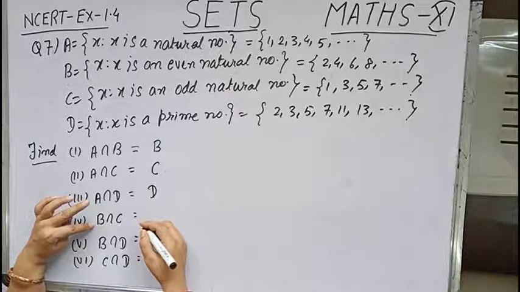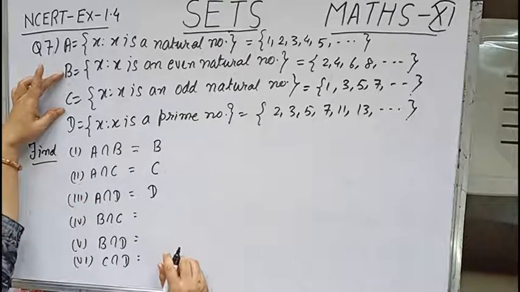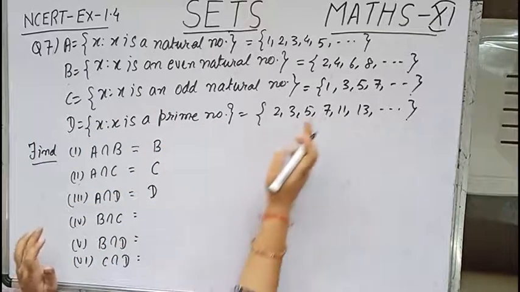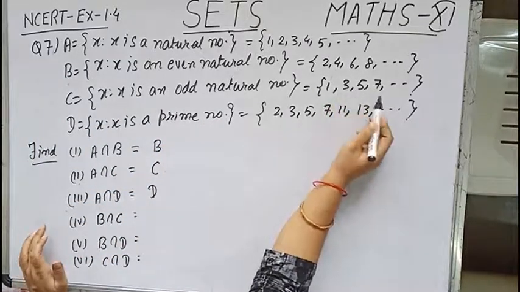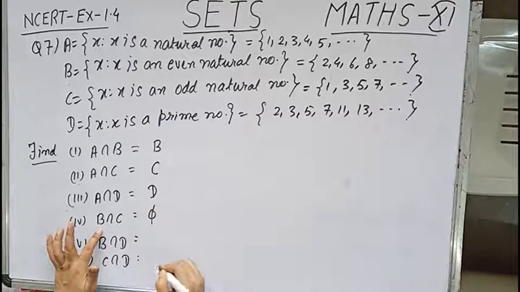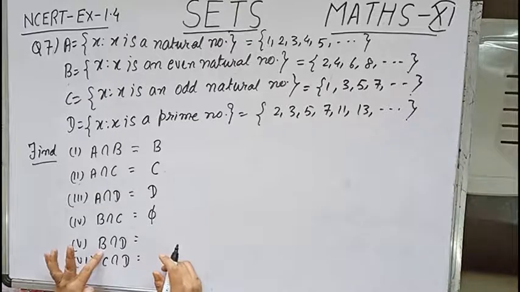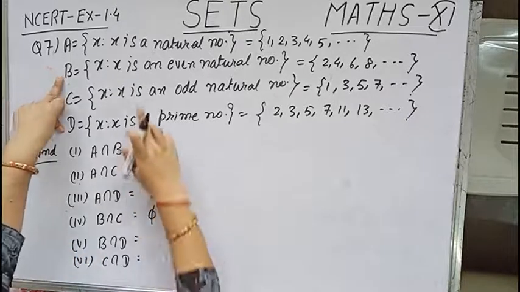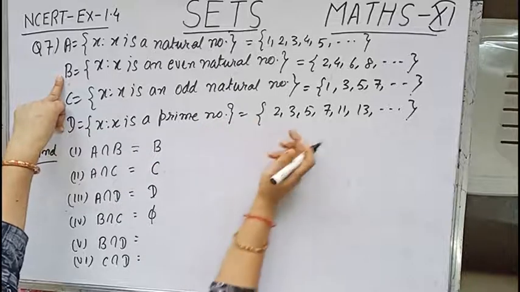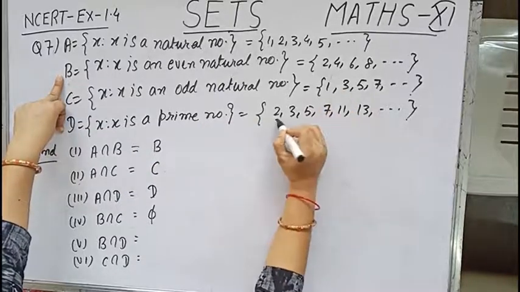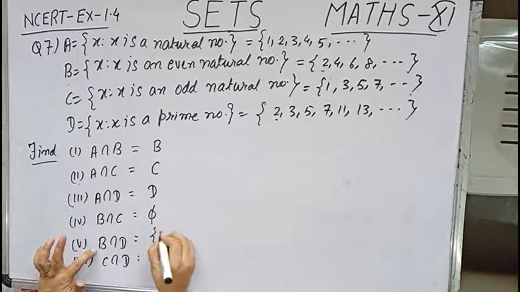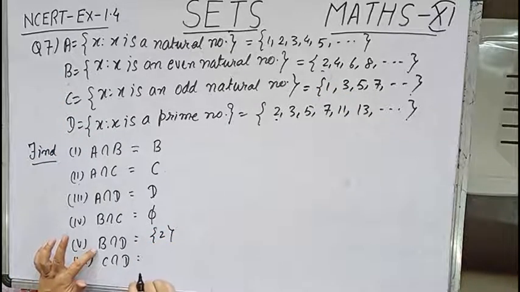Now B intersection C. B is x such that x is an even natural number and C is x such that x is an odd natural number. Now in these two we can see that no element is common. So B intersection C will be equal to the empty set. B intersection D over here: x such that x is an even natural number and x such that x is a prime number. Now we can see that in these two sets only the element 2 is common. So B intersection D will be equal to the set containing 2.